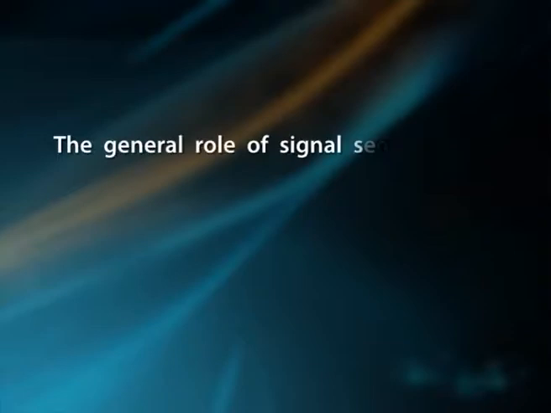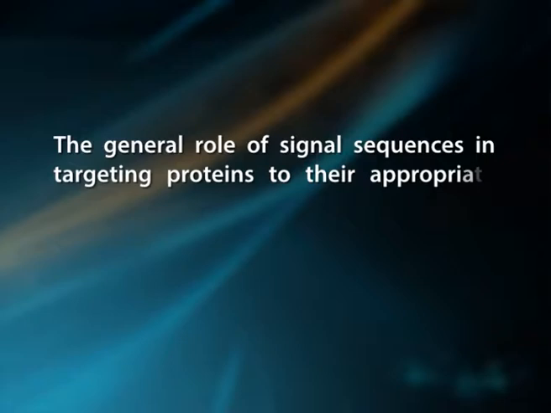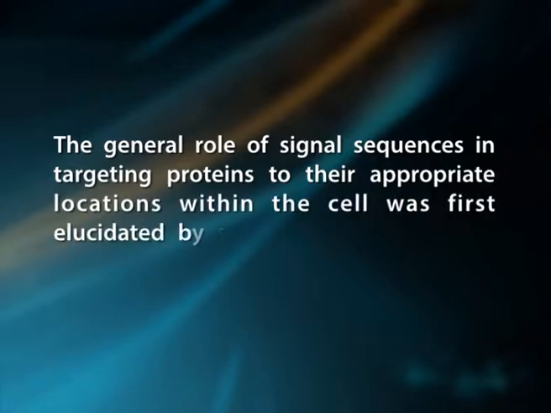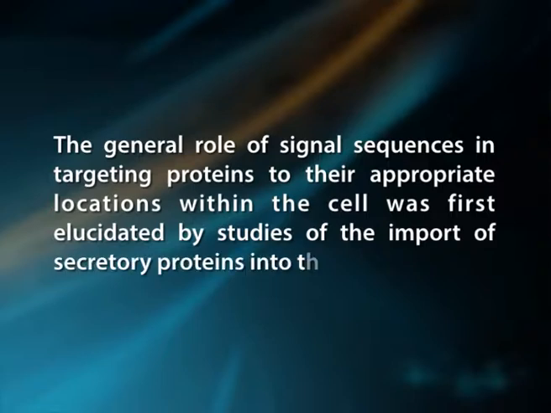The general role of signal sequences in targeting proteins to the appropriate locations within the cell was first elucidated by studies of the import of secretory proteins into the endoplasmic reticulum. These experiments used in vitro preparations of rough endoplasmic reticulum, which were isolated from cell extracts by density gradient centrifugation. When cells are disrupted, the endoplasmic reticulum breaks up into small vesicles called microsomes. Because the vesicles derived from the rough endoplasmic reticulum are covered with ribosomes, they can be separated from similar vesicles derived from the smooth endoplasmic reticulum or from other membranes, for example the plasma membrane.